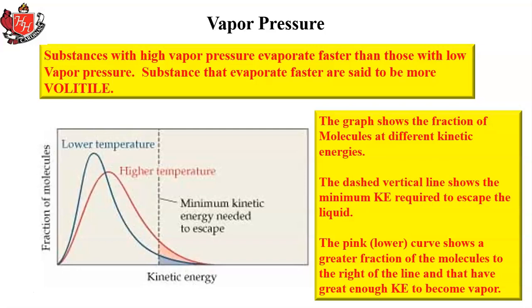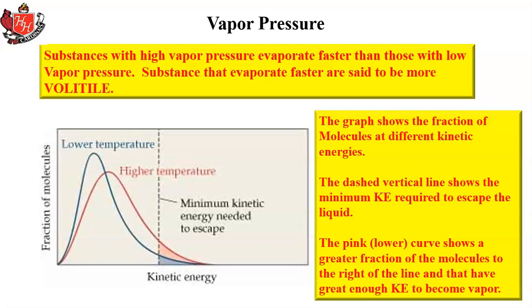Again, this is just a general graph here. It's not for any specific substance. So you can see at higher temperature, a greater fraction or a greater percentage of the molecules are to the right of that dashed line. That means that a greater percentage or a greater fraction of the molecules have enough energy to escape the liquid and go up above the liquid and become a vapor. So you should learn how to understand what this graph is saying.